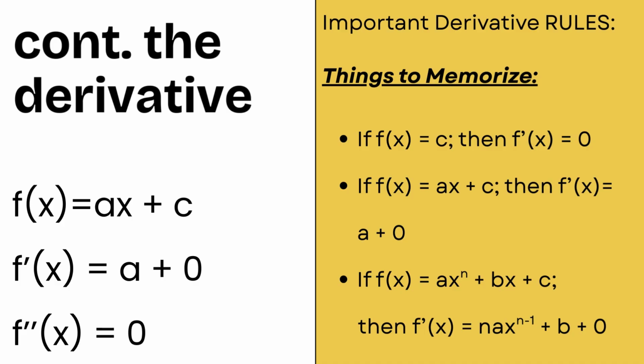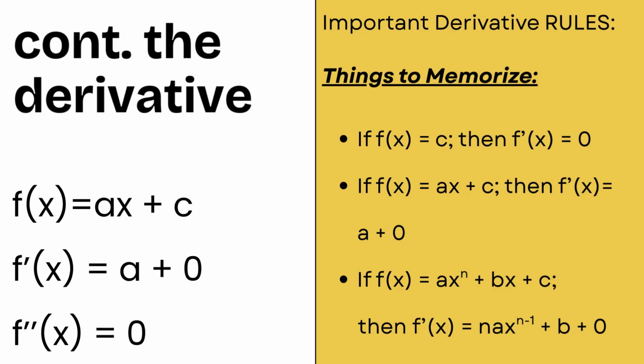The second derivative is 0 here because of that fact, that the derivative of any constant is equal to 0. That's represented by the fact that if given a function f of x is equal to c, then f prime x is equal to 0. That's basically the same thing as saying the derivative of any constant is equal to 0. Secondly, if we're given a function f of x is equal to ax plus c, then the first derivative is equal to a plus 0, as we discussed, the coefficient itself.